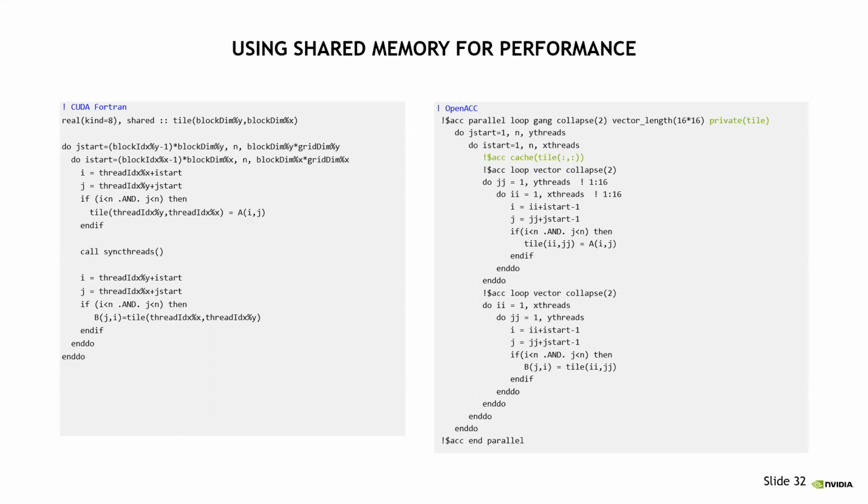Using shared memory, I'm just going to skip over this. It's useful for performance reasons, and we do expose a little bit of that in OpenACC using the cache directive, which is 4 lines down on the right-hand side. We don't have anything equivalent to that in OpenMP yet.